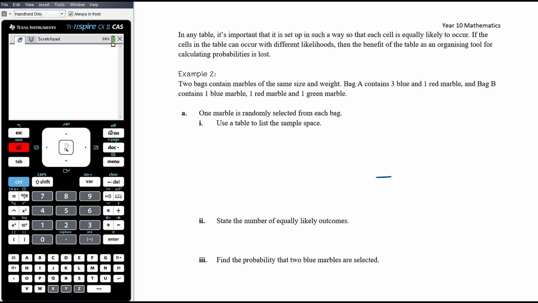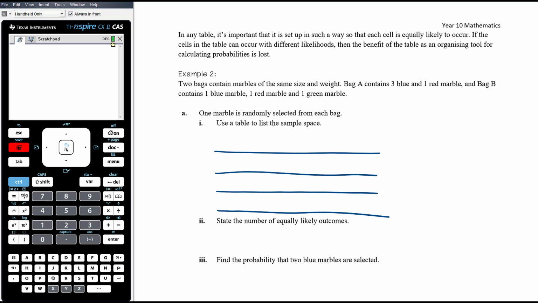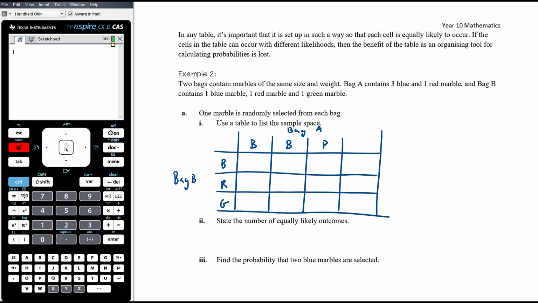Sorry, I need it to be smaller than that. Okay, so in bag B we can have a blue or a red or a green, one of each. So this is bag B, and I'm going to put bag A along the top. Now, along the top, bag A has 3 blue and 1 red marbles, so it's got 4 marbles, which means in order for each cell to be equally likely to occur, I still need 4 columns. But okay, they're going to be blue, blue, blue, and red.